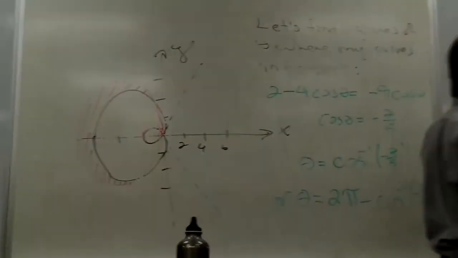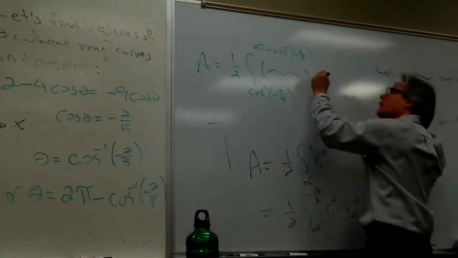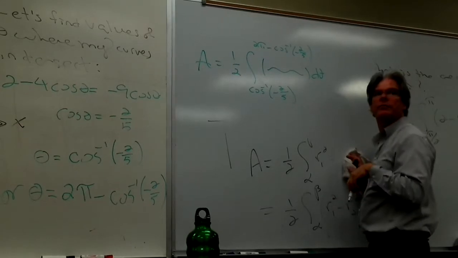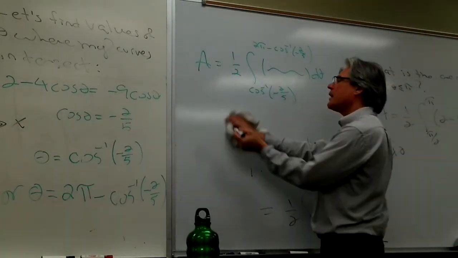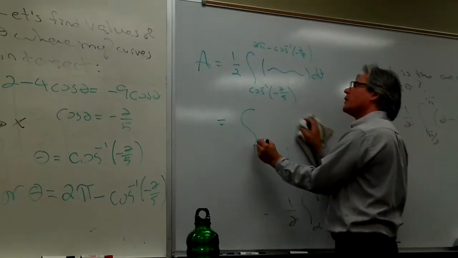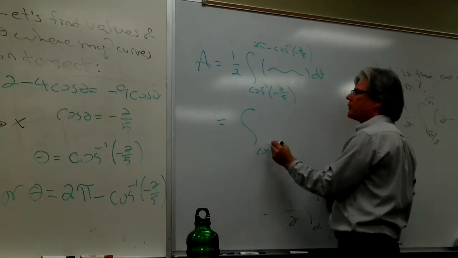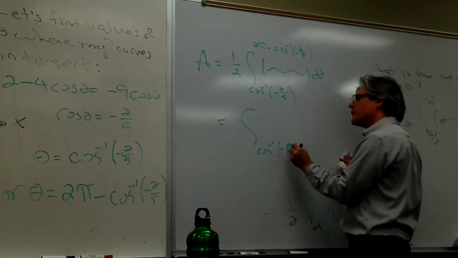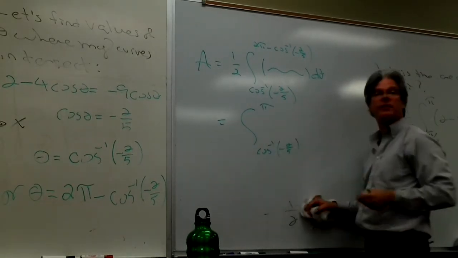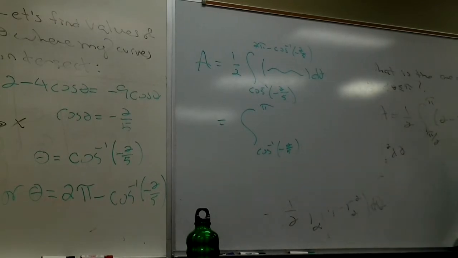Can I put a squiggly line? I would never do this. I would say, the heck with it, let's just integrate from the inverse cosine of negative 2/5 up to pi because of so much symmetry, and let's double the result. To be perfectly honest with you, that's what my next step is going to be.